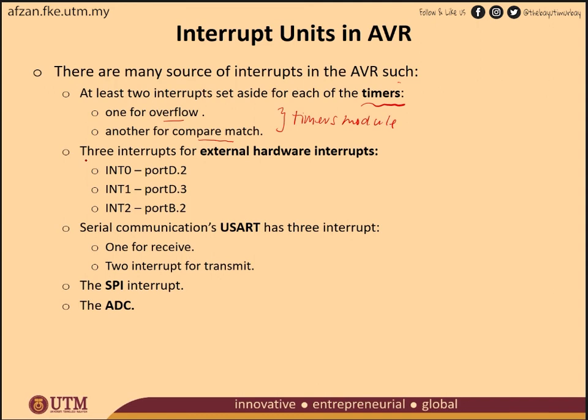Then we have three interrupts for external hardware input interrupt: INT0, INT1 and INT2. INT0 is located at port D pin number 2, INT1 at port D pin number 3, and INT2 at port B pin number 2. What does the external hardware interrupt mean? Every time you want to invoke the interrupt, you need to press a certain switch or button. When you press that button or switch, the microcontroller knows that you are going to do the external hardware interrupt.